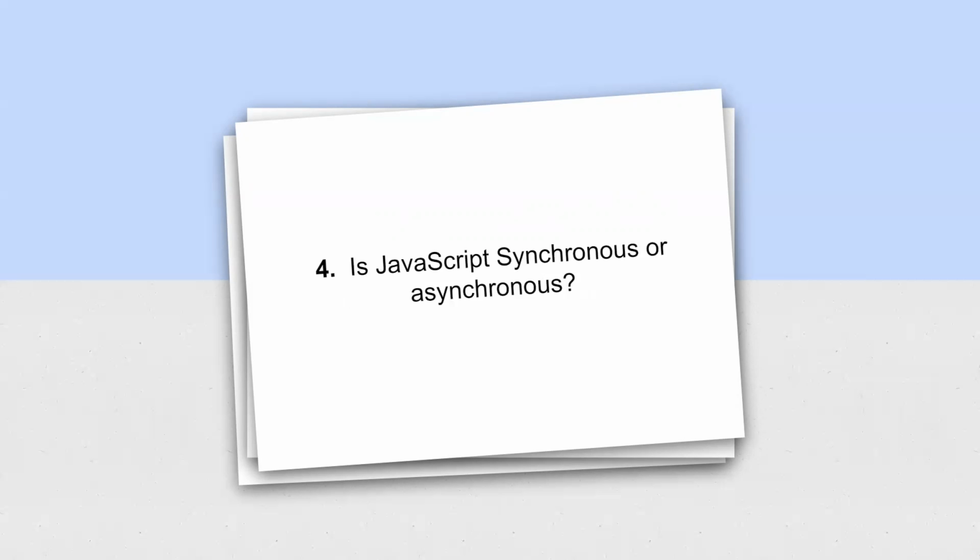Is JavaScript synchronous or asynchronous? JavaScript is a synchronous language because it has a single thread. That is why it can only execute one command at a time, and the other commands need to wait for executing before the running command is executed. And synchronous means one at a time.